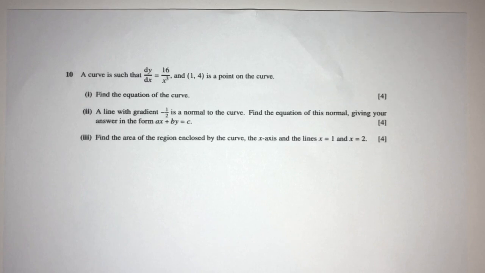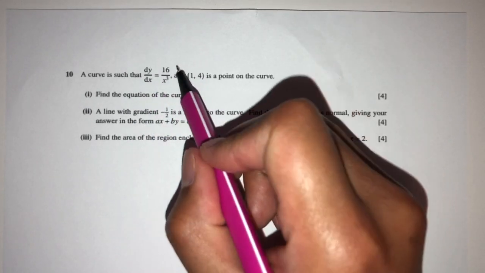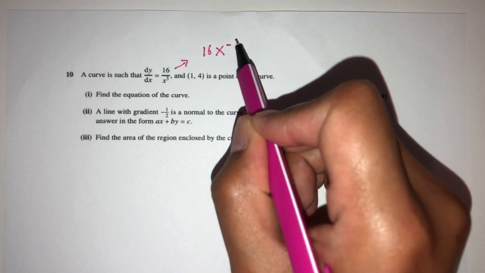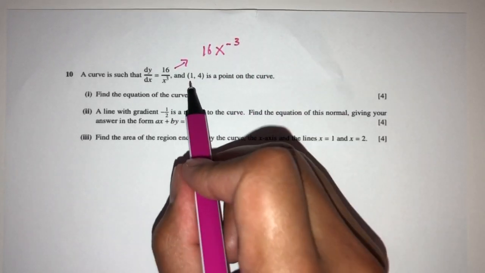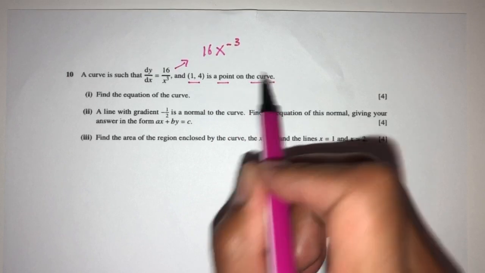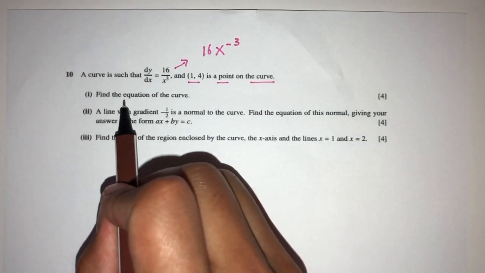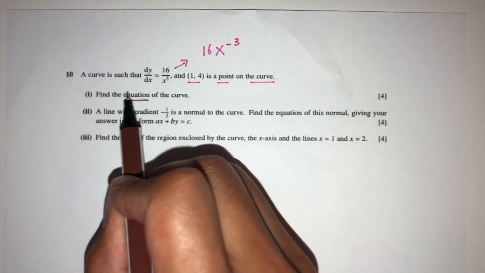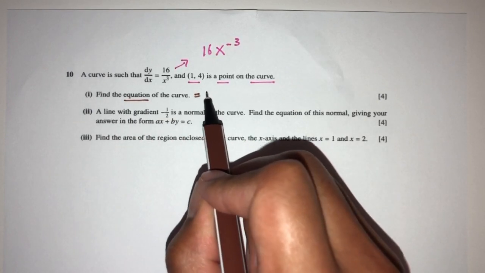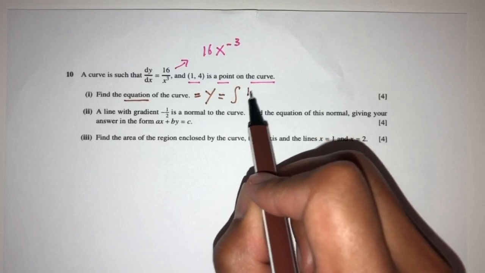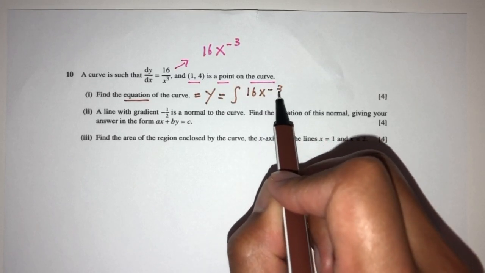So here we have dy by dx is equal to this. Now we know we can rewrite this as 16x to the power of minus 3. And (1, 4) is a point on the curve. This is a passing point we have on the curve. Now part 1. We have to find the equation of the curve. So again, the equation of the curve is simply finding the value of y, which is equal to the integration of dy by dx, which is 16x to the power of this.